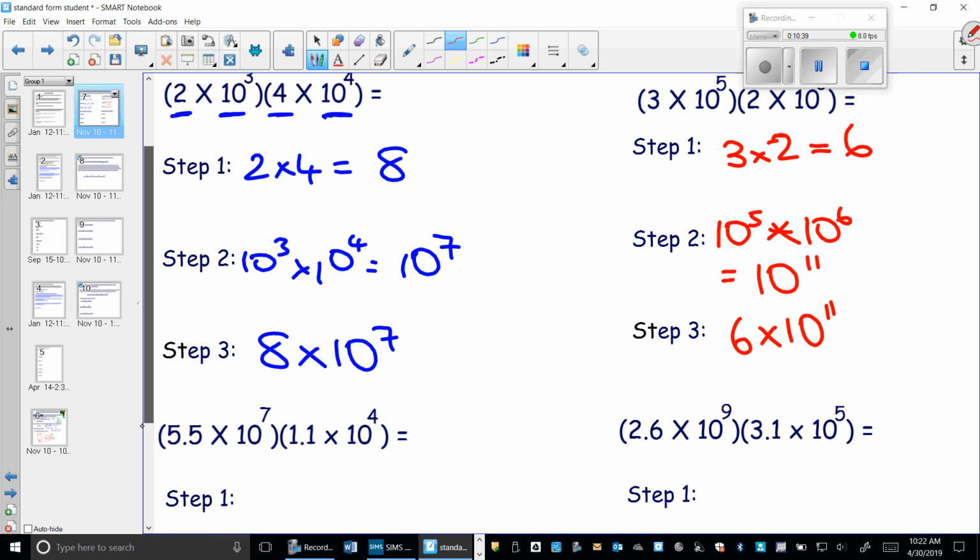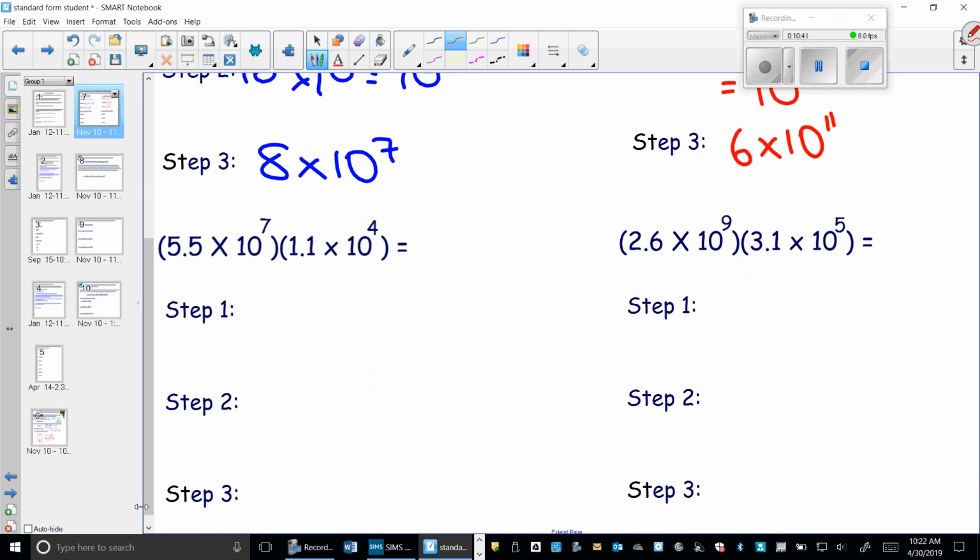Yeah. All right. So here we've got 5.5 multiplied by 1.1. Oh gosh, I don't know what that is. Here, I have it over here. Can you check it? Pardon?